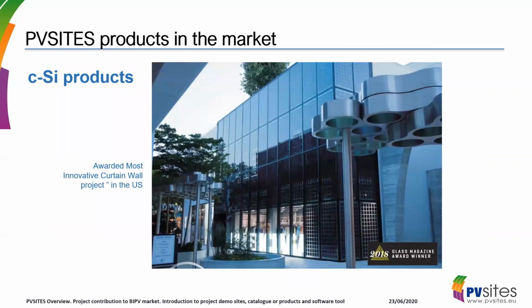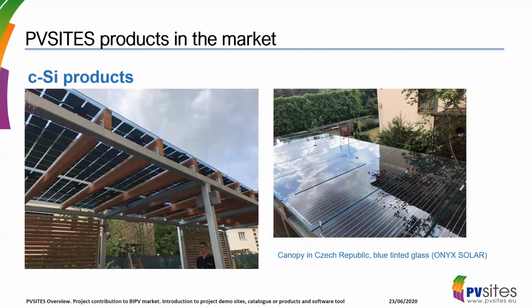This installation has been awarded the most innovative curtain wall project in the USA in 2019. So we are very proud, and Onyx, of course, is very proud of this award. And more examples with products directly developed within the project. This canopy in the Czech Republic, also provided by Onyx Solar with blue tinted glass.